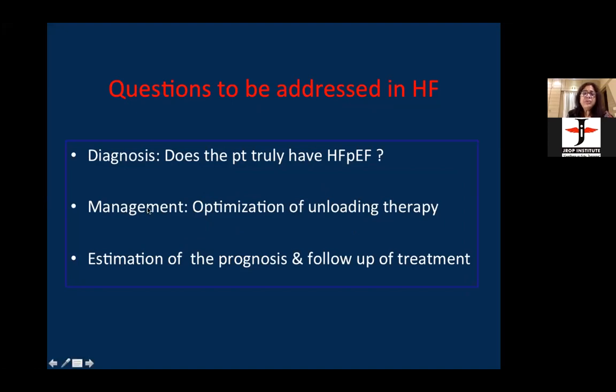We also need to know the hemodynamics in this particular patient of heart failure, because we have to optimize the unloading therapy. And also the hemodynamics will give us the idea about the prognosis and will help us in follow-up of the treatment.